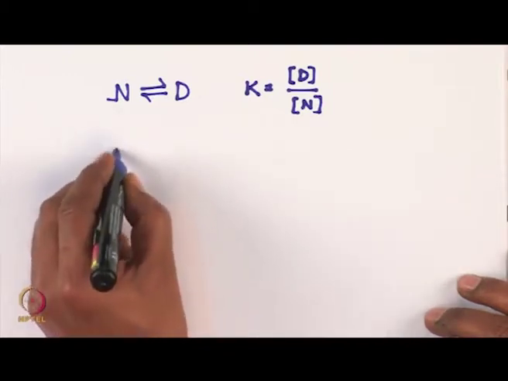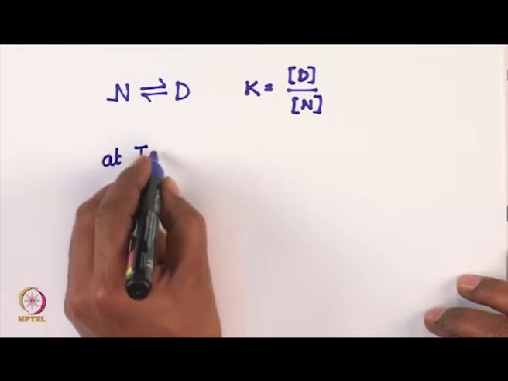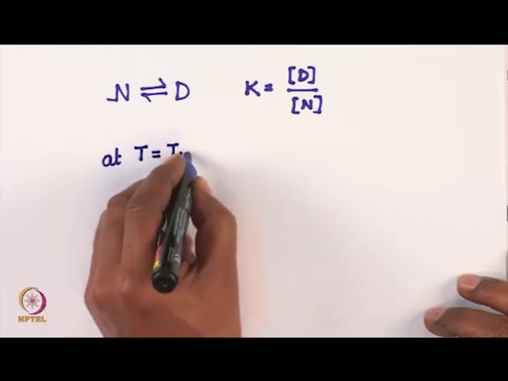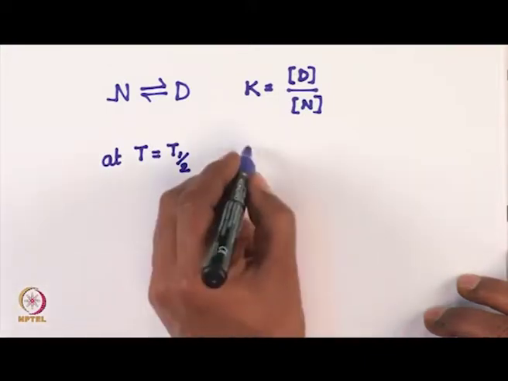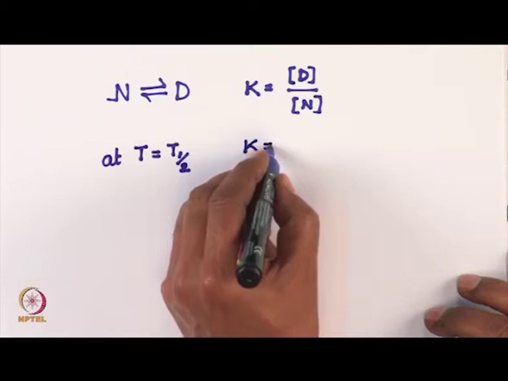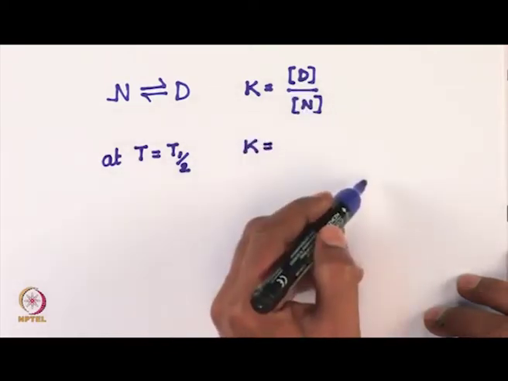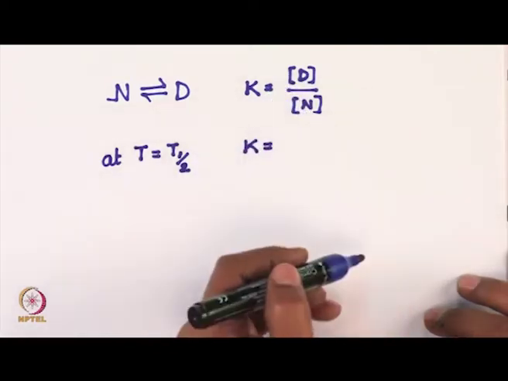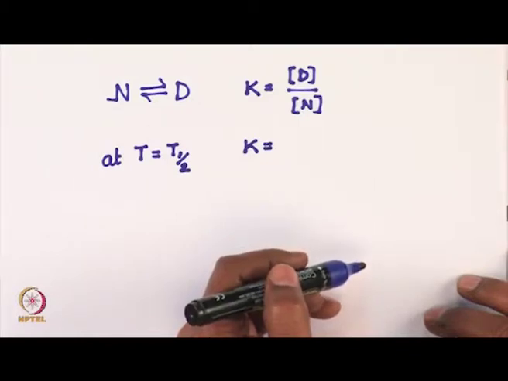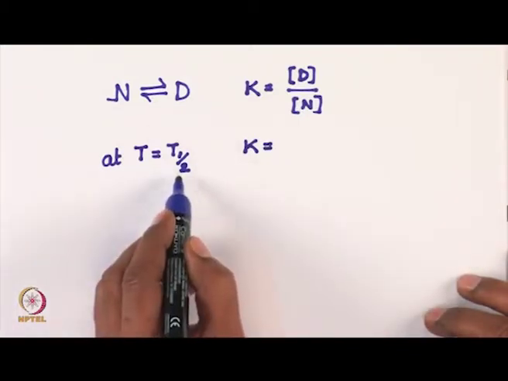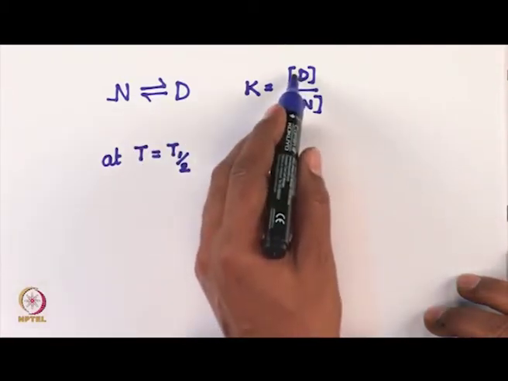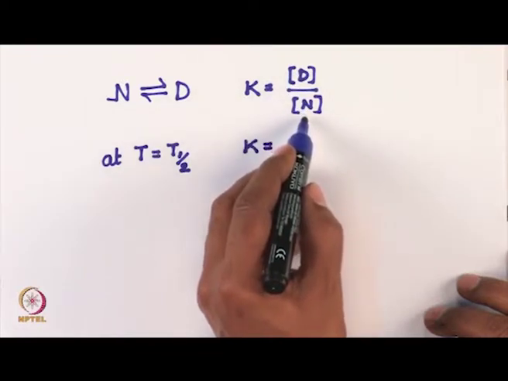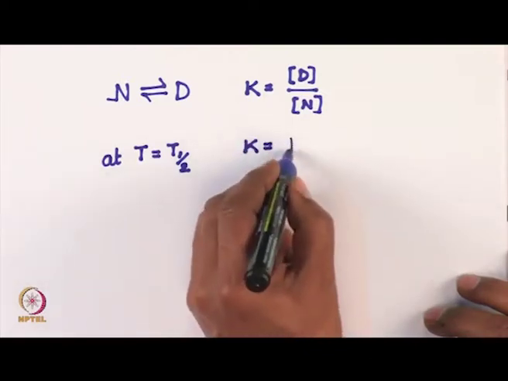Now at a temperature where half of the reaction is over, K will be equal to, if half of the reaction is over, that means both the concentrations are same. Once again, T half is the temperature where half of the transition is done. That means the concentration of denatured state and concentration of native state when half the reaction has taken place is 1.